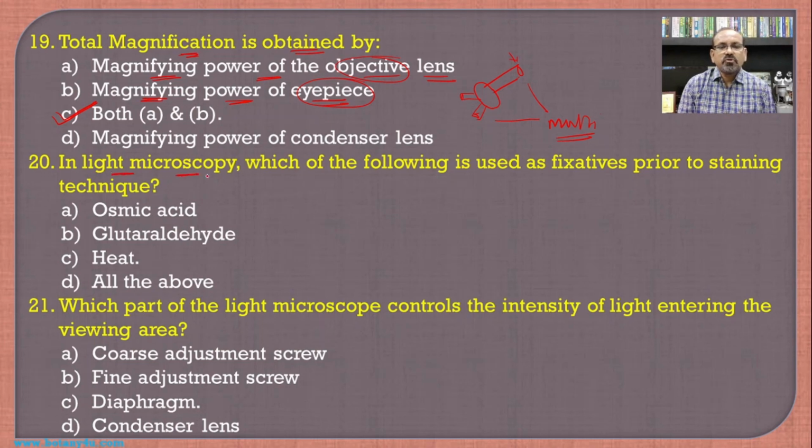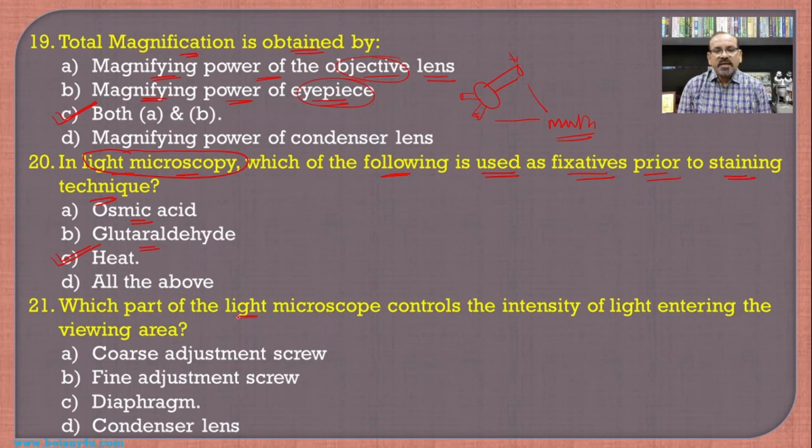In light microscopy, which of the following is used as a fixative prior to the staining technique? We are talking about the light microscopy. So here the most appropriate answer is the first one, because in a light microscopy the osmic acid and the glutaraldehyde are not commonly used, but in other forms of the light microscopy they are used.